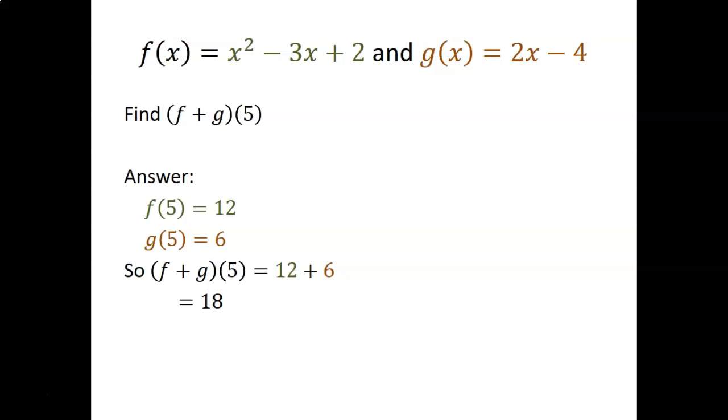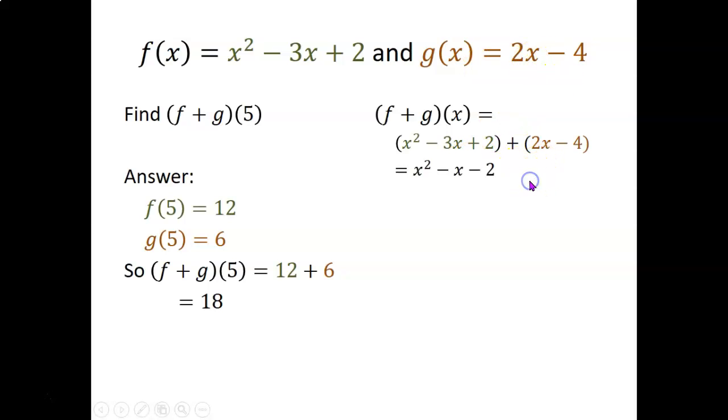Now we could have found the general formula for the sum f plus g of x, and then plugged 5 in for x. Let's see what that would have looked like. So first of all, we find the general formula for f plus g of x. We take f of x and g of x and add them together. Combining like terms gives us x squared minus x minus 2.